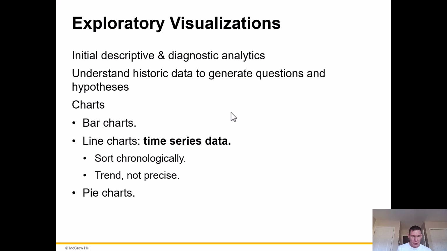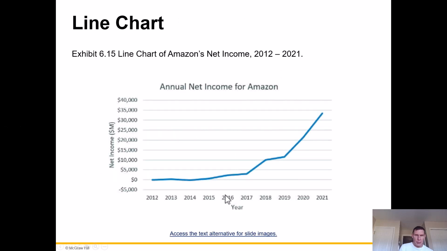So we can understand historic data to generate questions and hypotheses. Charts can be, again, bar charts. Line charts are good at showing time series data. We could potentially sort those chronologically, so like in time order, but that would be more of a trend, not particularly precise. And as we looked at previously, we could also potentially use pie charts.